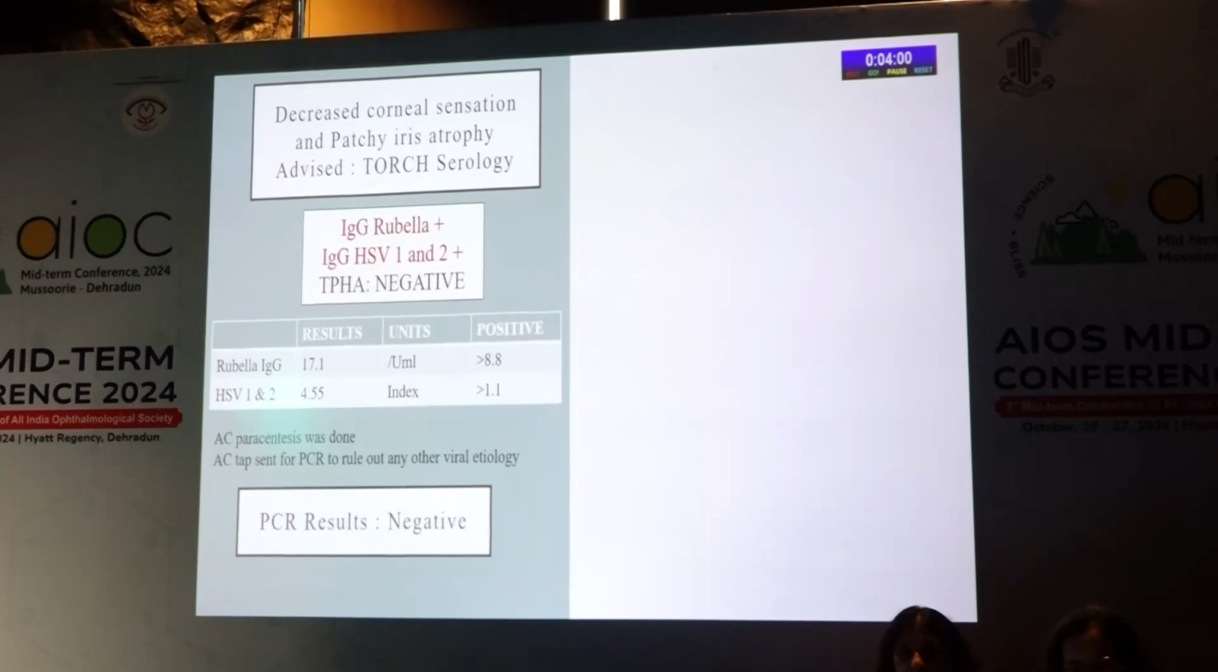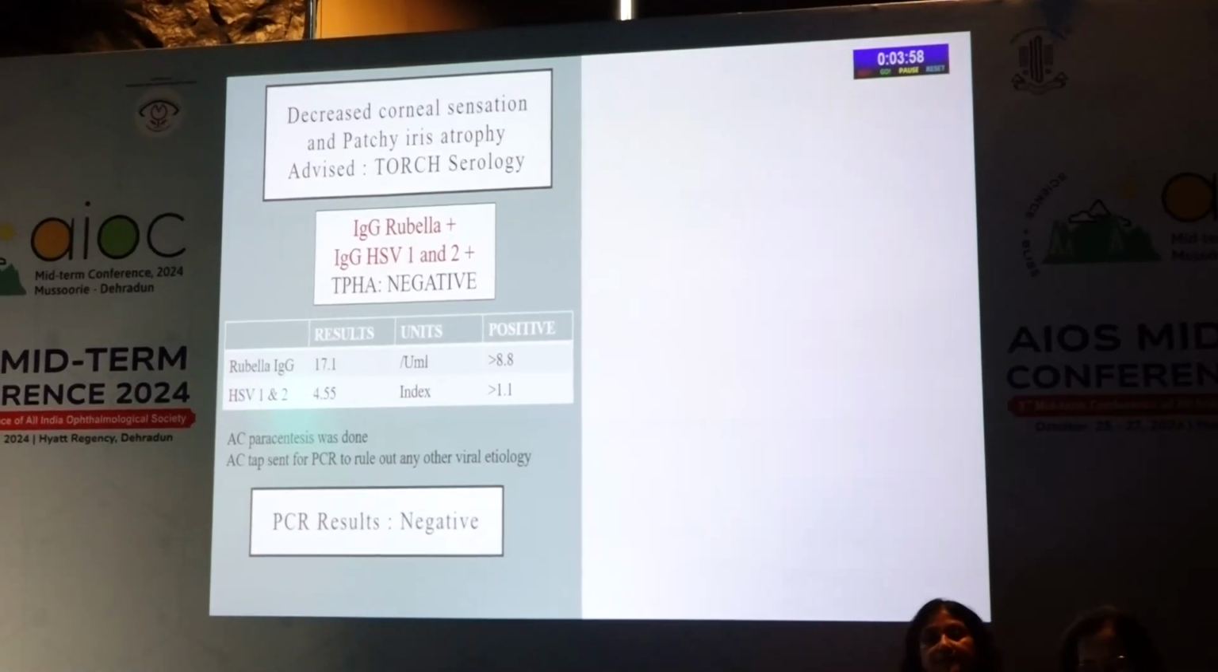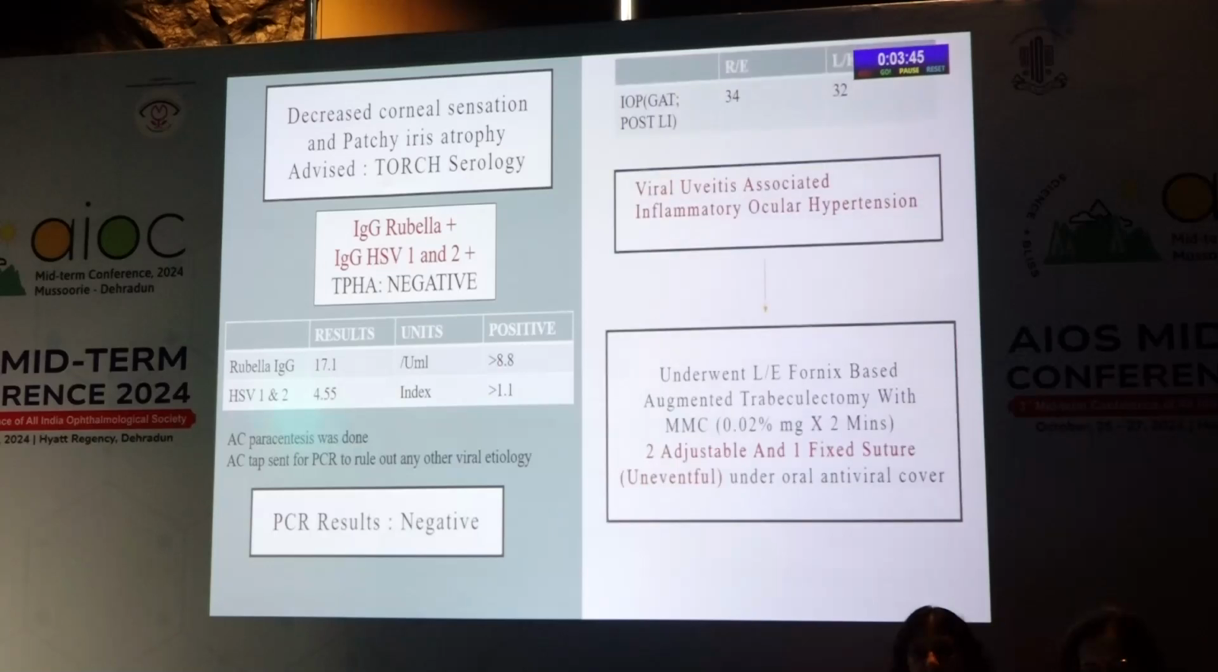Keeping in mind the decreased corneal sensation, patchy iris atrophy, we were looking for a viral etiology, and therefore we got a TORCH serology done. And the patient came out to be IgG rubella and HSV positive. We also sent an AC tap for PCR, however it came out to be negative. So keeping in mind all these, and even on maximum treatment when the pressures were uncontrolled, we first made a diagnosis of viral uveitis associated inflammatory ocular hypertension, and we planned the patient for augmented trabeculectomy with MMC.